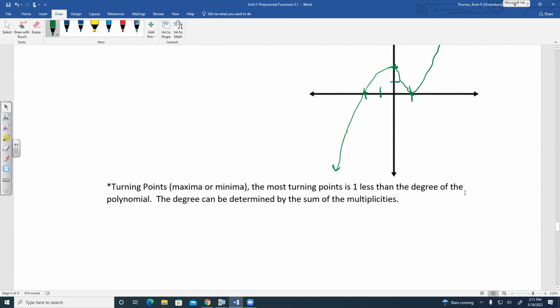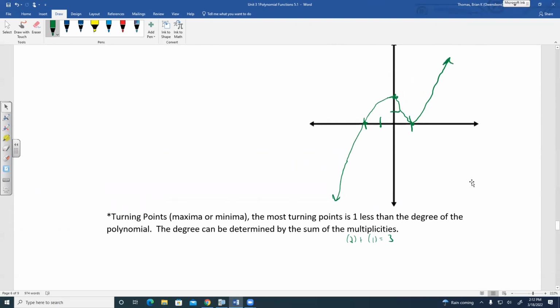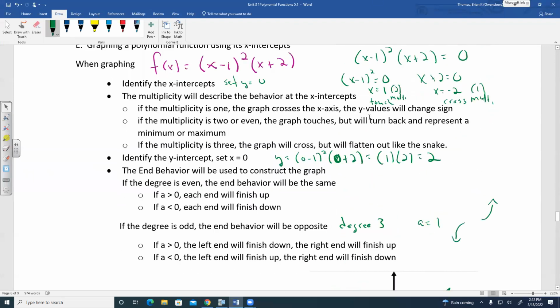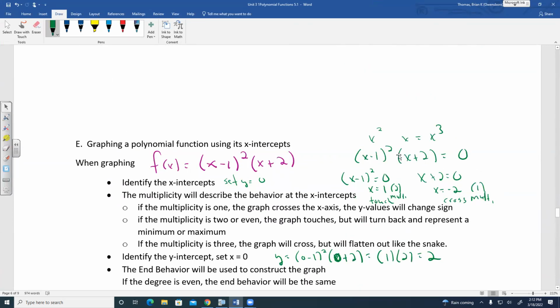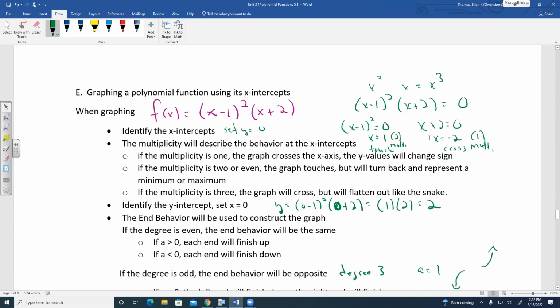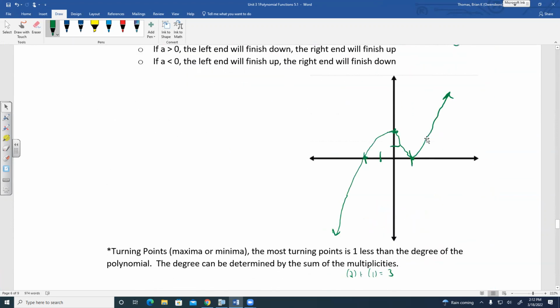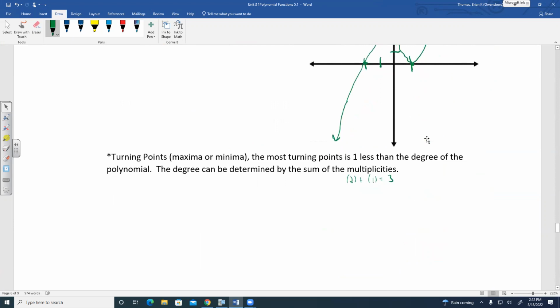So the degree of the polynomial can be determined by the sum of the multiplicities. So since we had a multiplicity of 2 and a multiplicity of 1, we do see that the degree is 3. Or also you can just multiply the variable. Notice how the variable there was x squared times x, that creates that x to the third as my leading term. So either way you want to look at it, if you know what the multiplicities are, just add the multiplicities together.